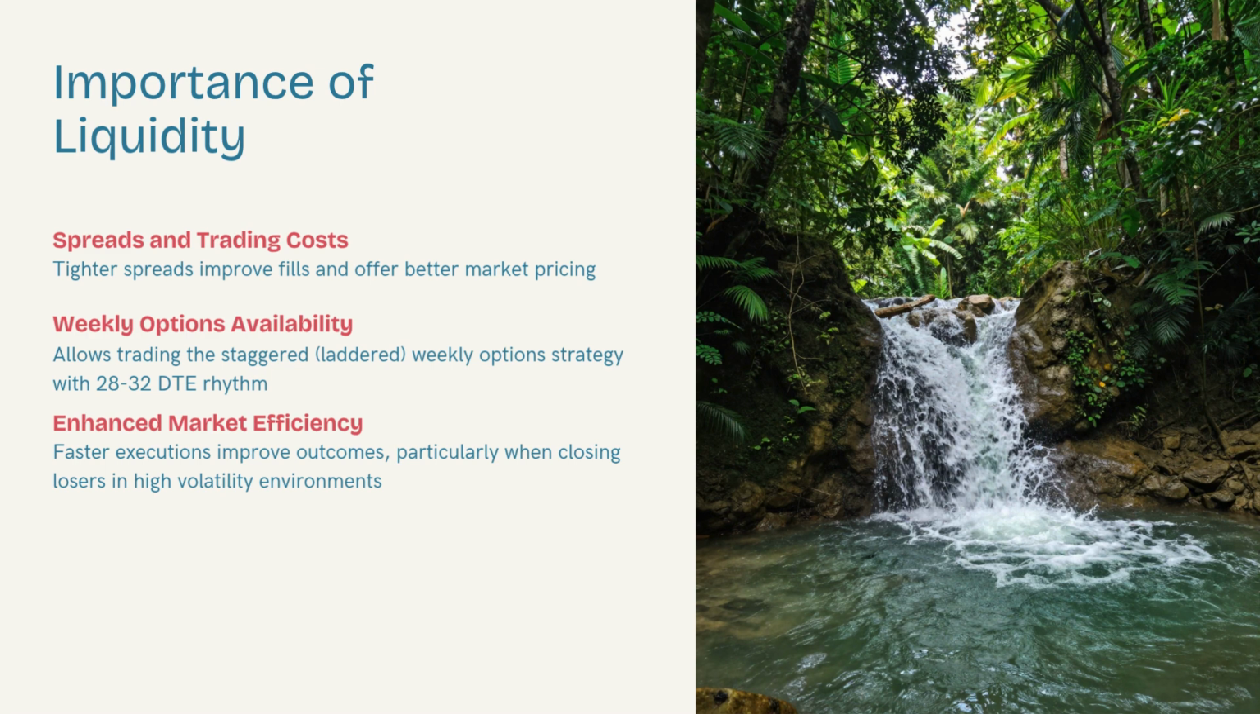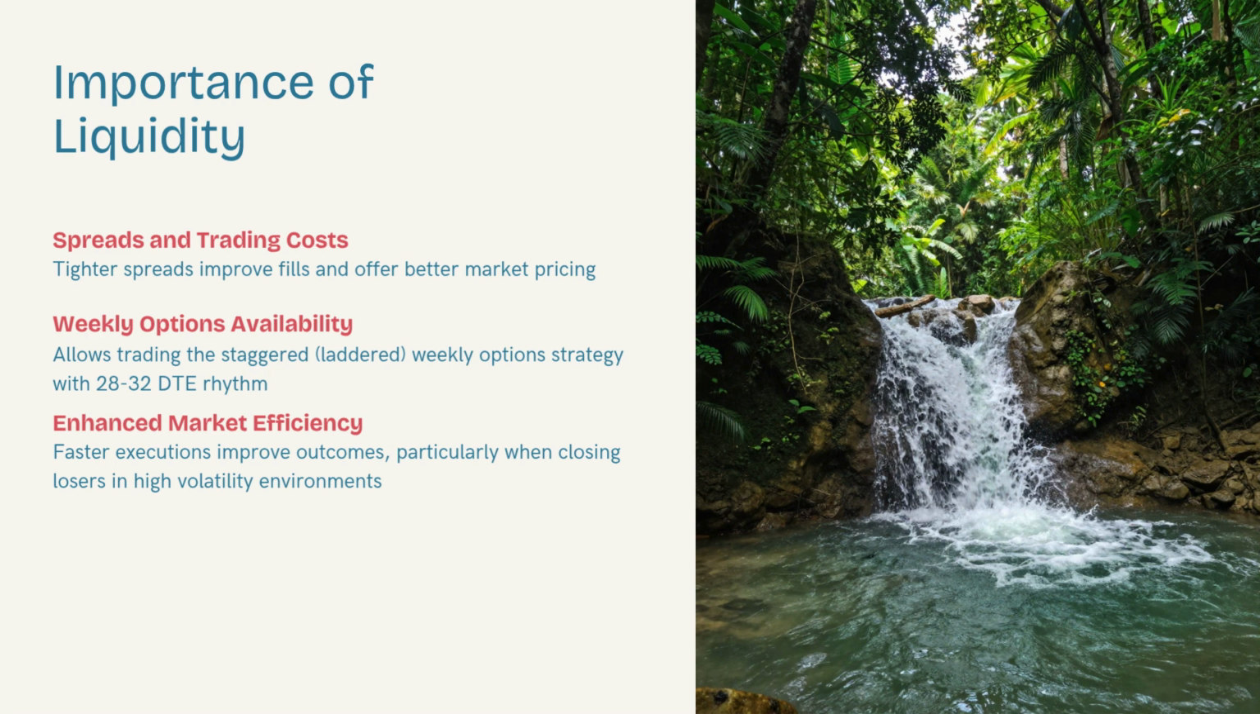Also, we're going to get into the weekly options availability. Typically, the more liquid, high market interest names are the ones that are going to have that weekly option availability, which is key to the system. You can't trade without it in order to use the laddering technique that we use. And then market efficiency. So again, faster executions.